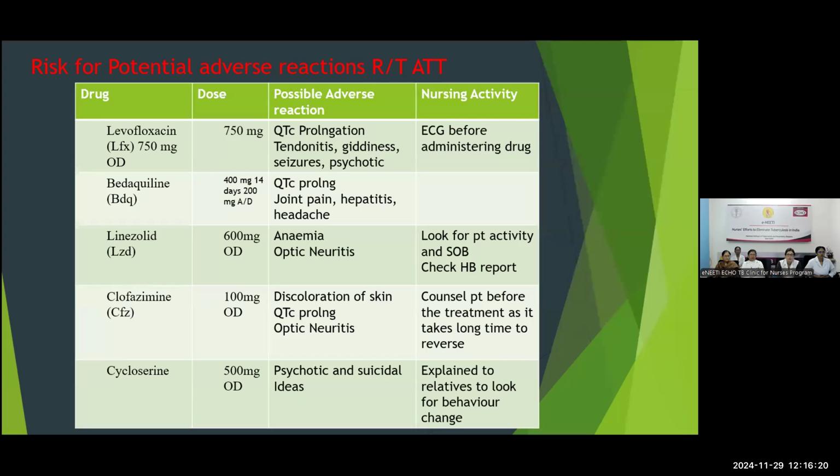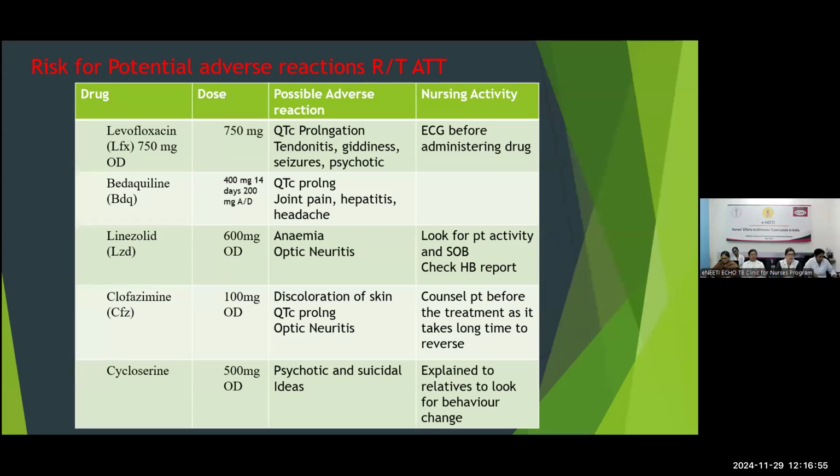As nurses, we are very close to patients, so we should know about the side effects of these drugs. What is our nursing activity before administering these drugs? We should always do an ECG before administration, so that we can know the QTc prolongation and whether any arrhythmia or abnormality is present. Bedaquiline is 400 mg once a day for the first 14 days, then 200 mg on alternate days. It can lead to QTc prolongation.